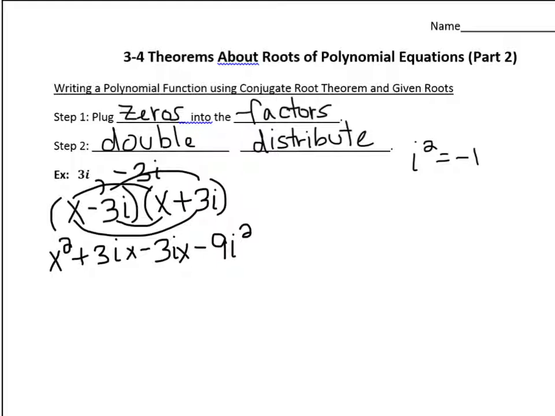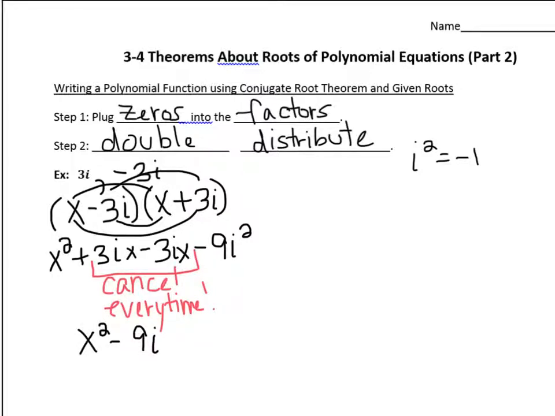So now we start to see what we can simplify. Well, if I look in the middle here, 3ix and -3ix should cancel. And because these are conjugates, that should happen every time. So now I have x squared minus 9i squared.